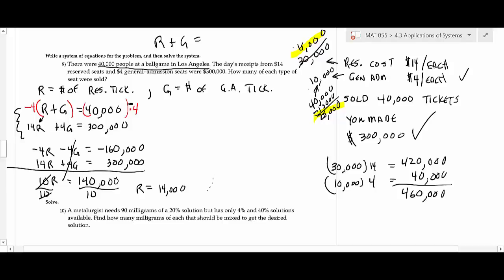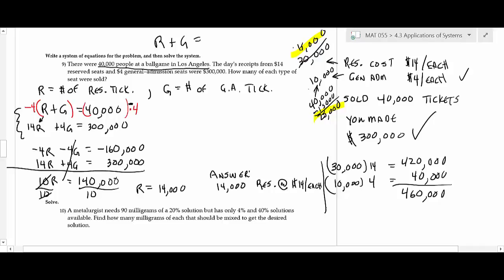Okay, so when we begin to write our answer on this, you want to write your answer like this. You want to say 14,000 reserved tickets, and you can just abbreviate it. I like the students to write it this way. You don't have to, though. At $14 each. That's a good way to write that. $14 each. Okay? So that would be the way to write that.